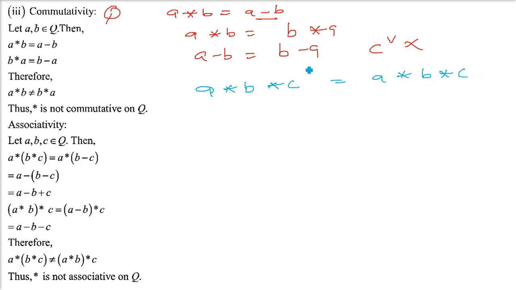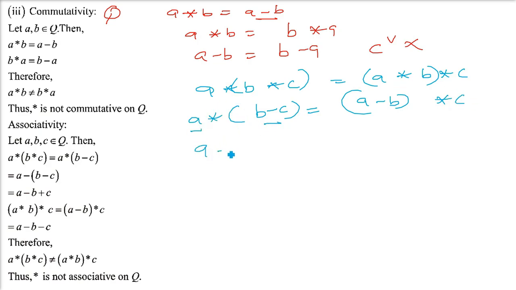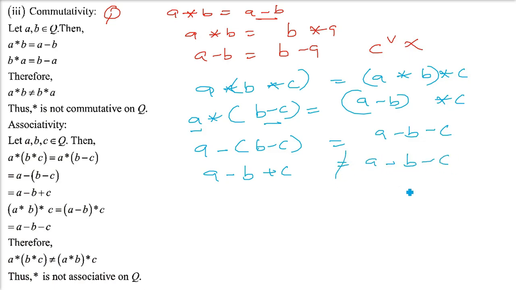We'll do BC first and then AB first. Okay. So now see, BC is what? B minus C. So A star (B minus C). Here A star B is A minus B star C. Okay, now we'll take these two. So this is A minus B minus C. This will be A minus B minus C. This is A minus B plus C. Here we have A minus B minus C. What do you get? They are not equal. This star is not associative on Q.